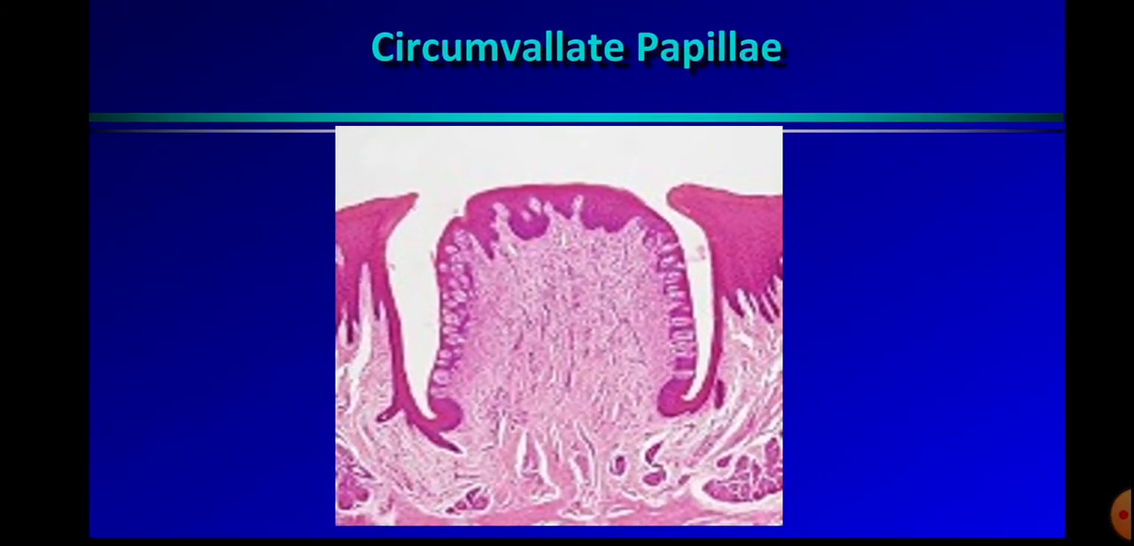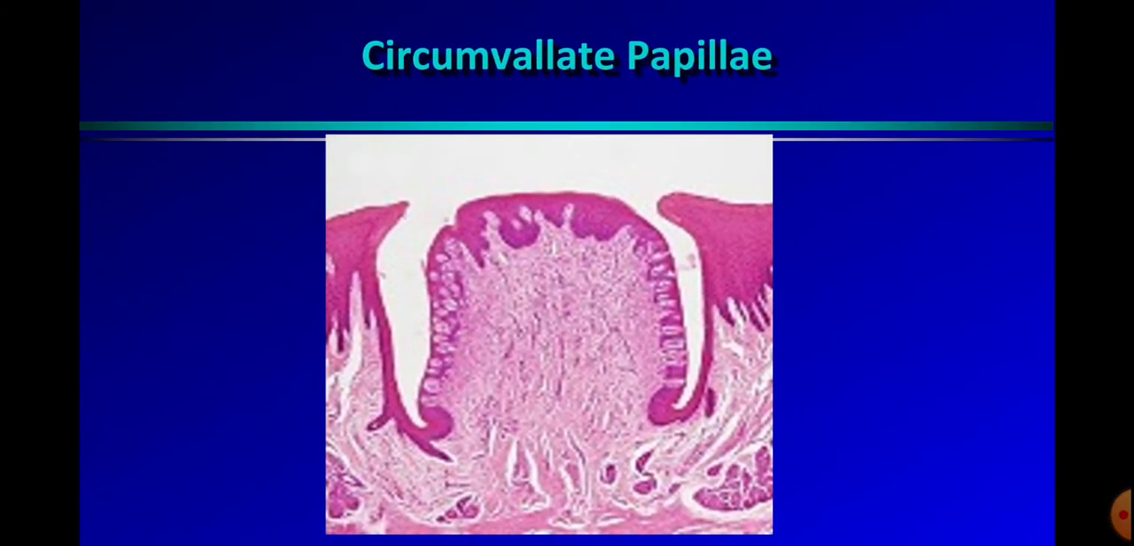Now we will see what structures are seen at the base of the circular sulcus. At the base of the circular sulcus, you can find a number of glands. These are serous glands, the serous glands of von Ebner. These glands open into this circular sulcus by a number of ducts. Okay, so this is the feature of the circumvallate papilla. We have seen the features of the tongue.